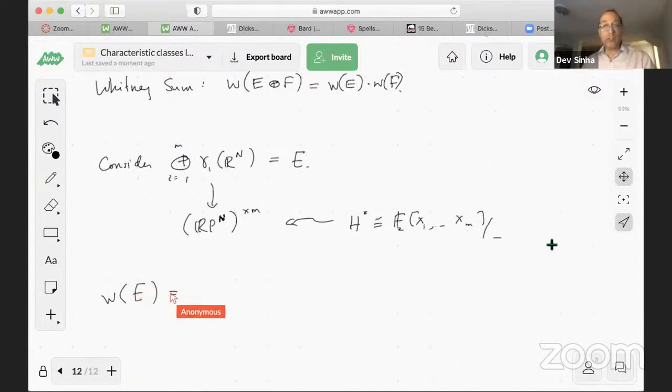Well, it's just the total Stiefel-Whitney class of one of the direct sum factors. Each factor is, say, 1 plus x1 for the first factor, times 1 plus x2. So it's just a product of 1 plus xi. The higher Stiefel-Whitney classes of each of those line bundles are 0. The first Stiefel-Whitney class on the ith factor is just x sub i, that generator.